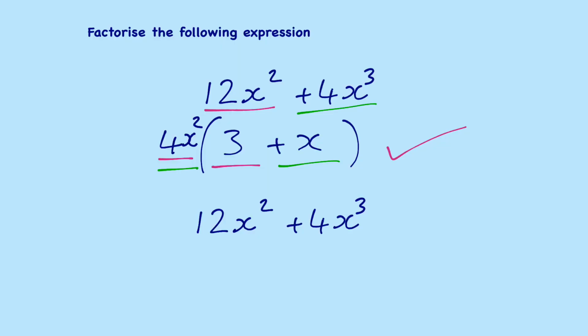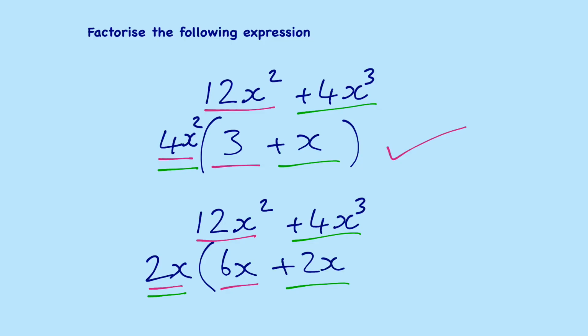I want to consider this question again and show you what is the most common mistake that people make with this question. So let's see what factors will divide into 12x squared and 4x cubed. So we have 2. 2 divides into both 12x squared and 4x cubed, and also x. Okay, open my bracket. So 2x times what gives me 12x squared? That will be 6x. And then 2x times by what gives me 4x cubed? That will be plus 2x squared.